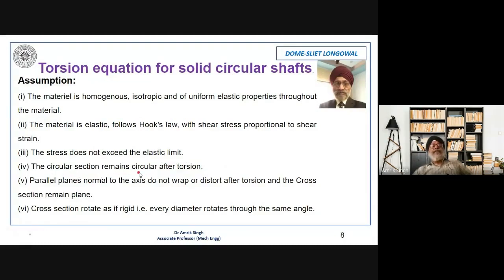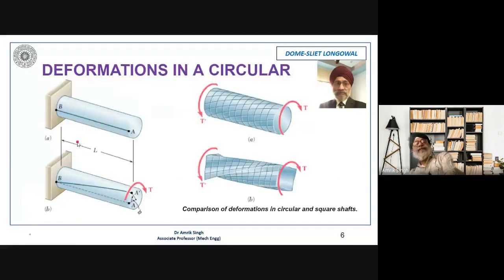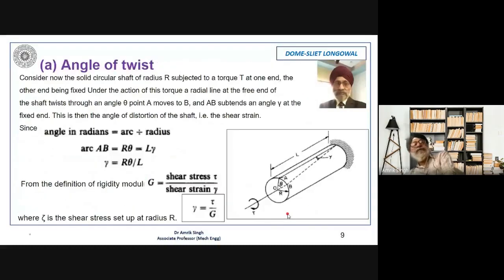The circular section remains circular after torsion. So we have seen this: this circular section, as in the previous figure, does not distort. It remains circular. Then, parallel planes normal to the axis do not warp or distort after torsion, and the cross section remains plane. It is the same thing I have just explained. The cross section rotates as if rigid, that is, every diameter rotates through the same angle. So these are the important assumptions.